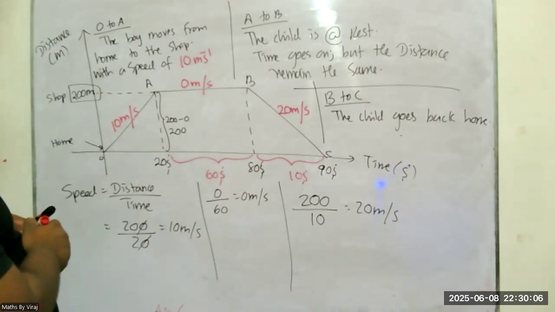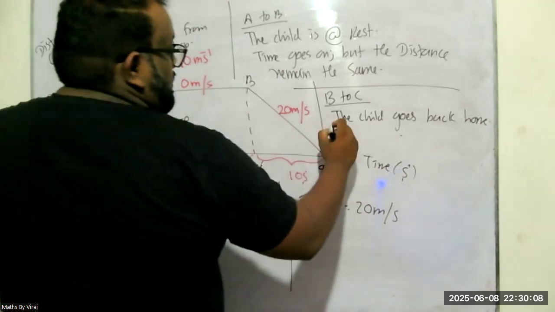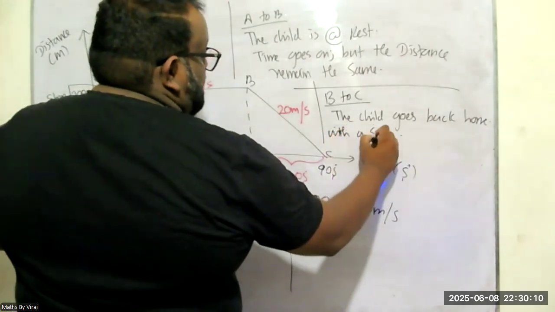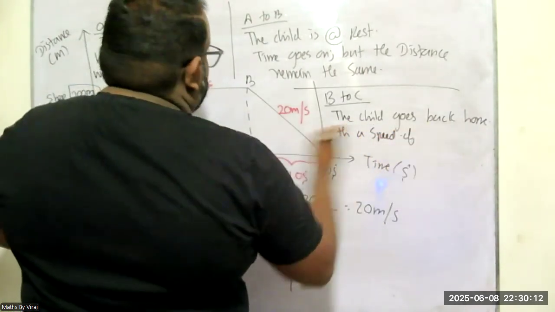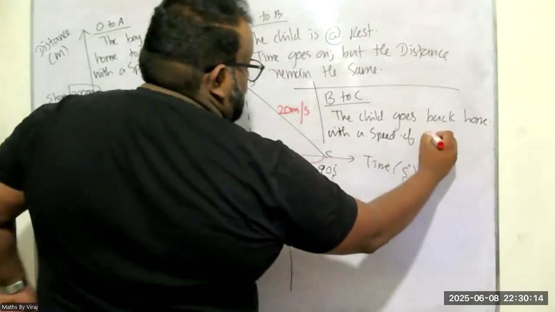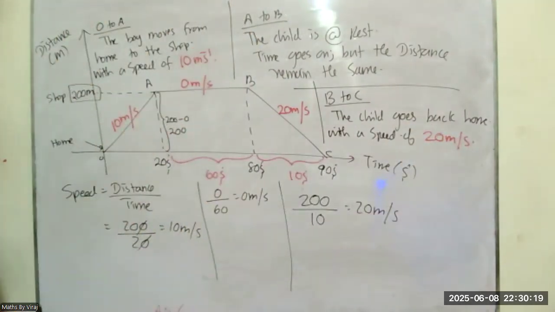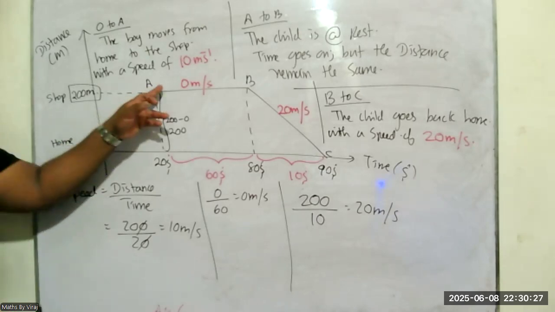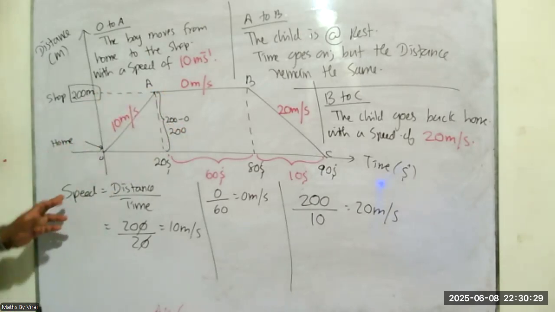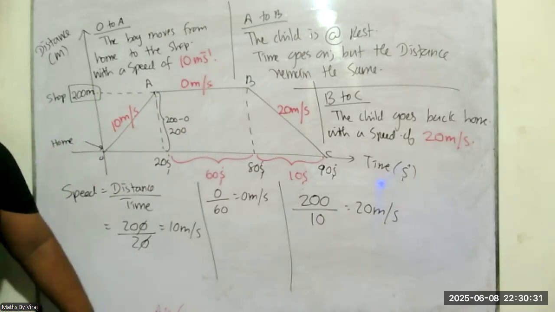So BC goes back home with a speed of 20 meters per second. Am I clear by now? So for the child, the total distance the child has traveled is 200, back again 200, 400 meters.